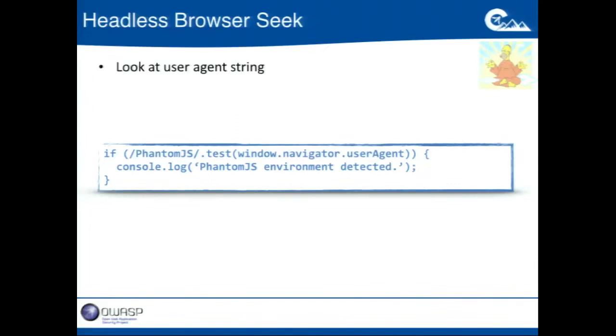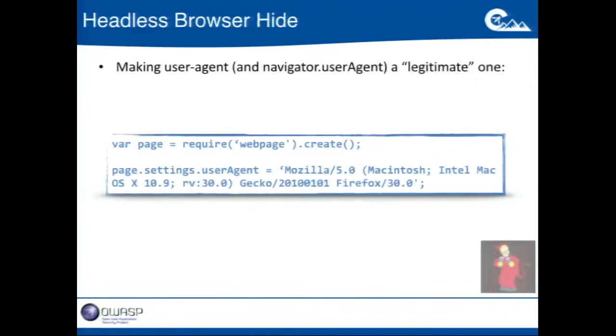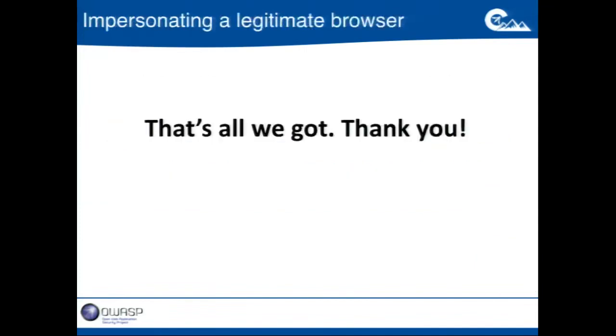User agent string. It's actually the first or the easiest thing to spoof. PhantomJS actually provides you an API to spoof it. You can say page.settings.userAgent equals to, this one is Firefox. Then inside the HTTP header of the request being sent, and in the page, window.navigator.userAgent, the user agent string will be replaced with this. Yeah, that's all. Thank you.